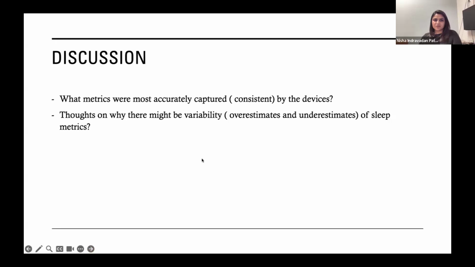So to go into the discussion, I mentioned what metrics were accurate or consistent with the devices, but what are your thoughts on why there might be overestimates or underestimates of these sleep metrics?